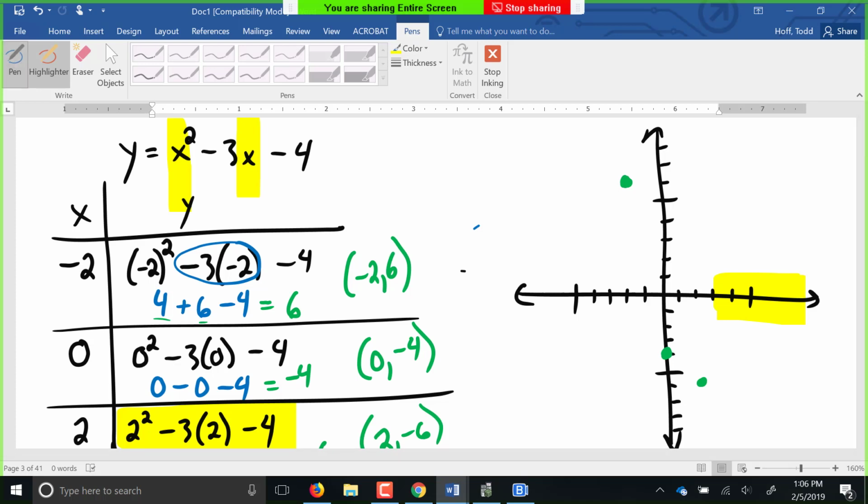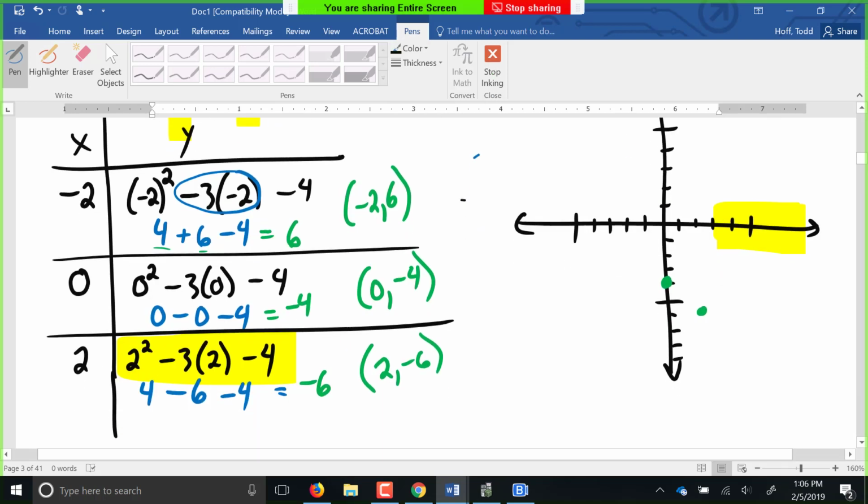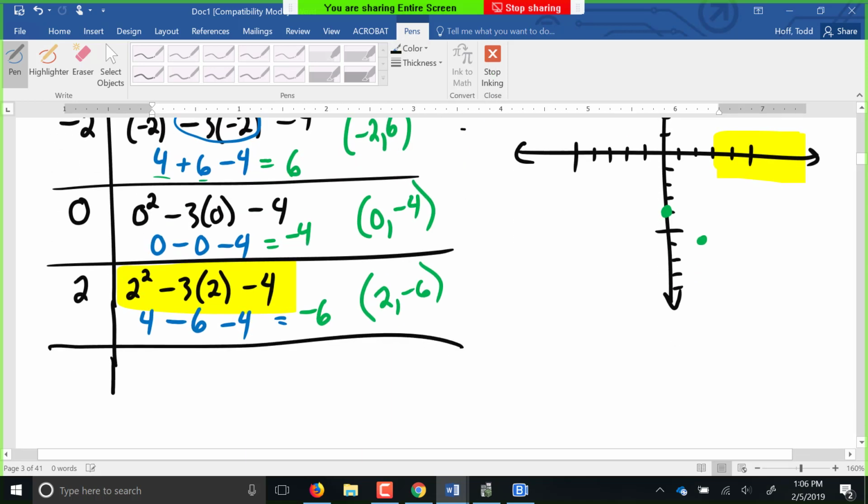So I'll come back over here. What should we try? x equals 4, maybe, see what that does. So if x equals 4, in your notes, I want you to try to figure out what y is.